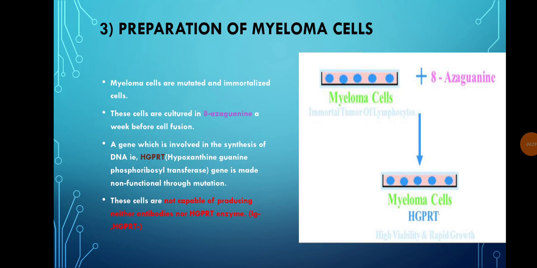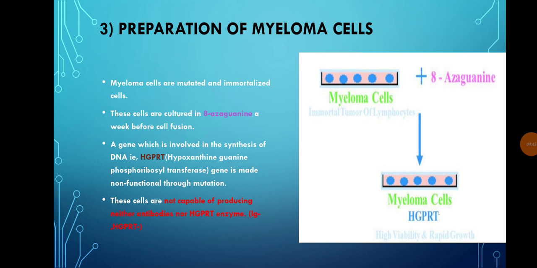Preparation of myeloma cells. Myeloma cells are mutated and immortalized cells. These cells are cultivated in 8-azaguanine a week before cell fusion. A gene which is involved in the synthesis of DNA is HGPRT, hypoxanthine guanine phosphoribosyl transferase.